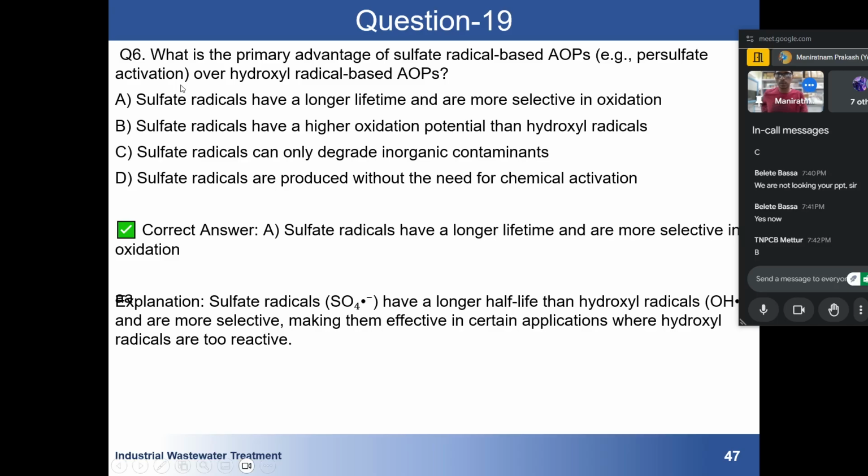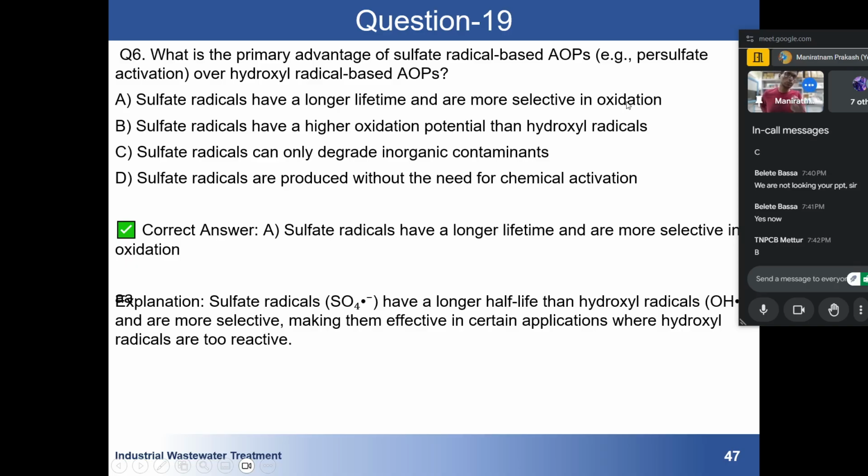What is the primary advantage of sulfate radical based AOPs over hydroxyl radicals? We have already seen the question related to sulfate versus hydroxyl. Sulfate is electron transfer, but OH is a complex method. The correct answer is A, that sulfate radicals have longer lifetime and are more selective.